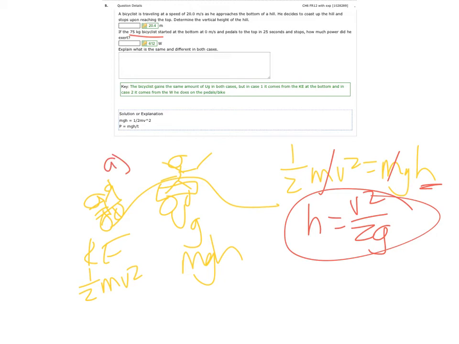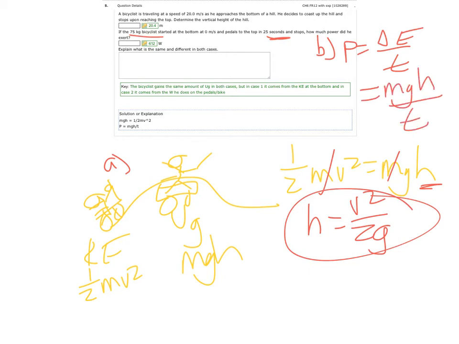And then for part B, you're trying to find the power. So power is change in energy per time. It says he stops. We know the time. The energy is going to be potential energy. So it's just going to be mgh over t, just like your horsepower lab. And then the explanation, what's the same, what's the difference?